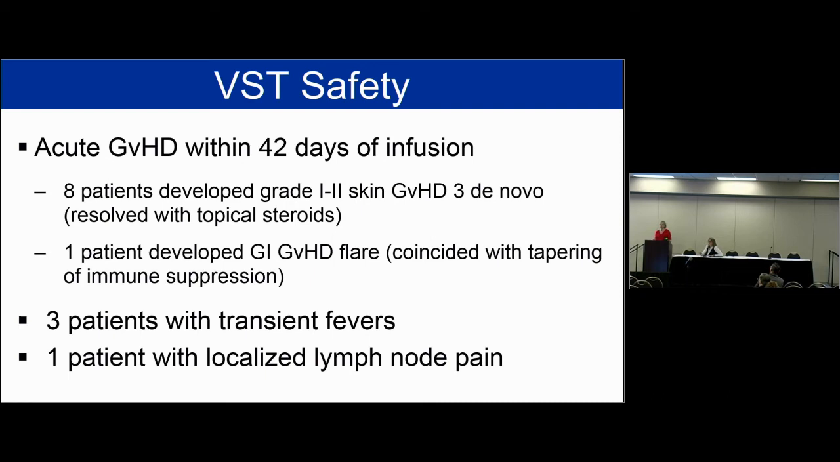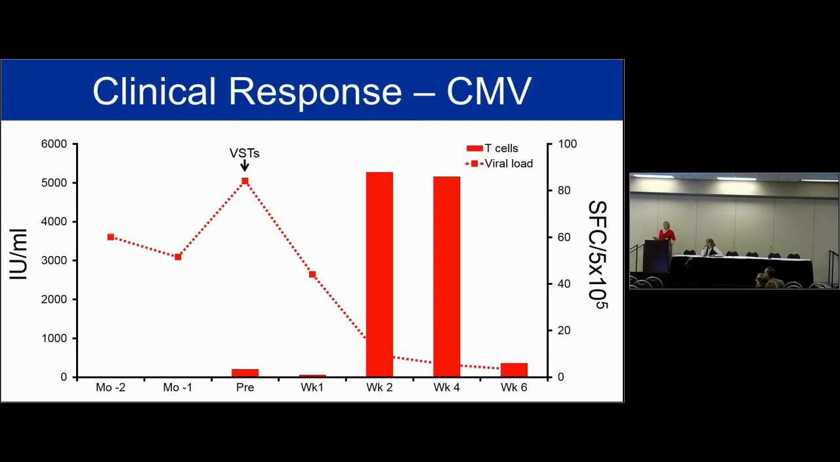This slide summarizes the events that we've seen in this clinical trial to date. In total, we have had 8 patients that developed grade 1 or grade 2 skin GVHD, but only 3 of these cases were de novo, meaning that they occurred for the first time post-infusion. In all the other cases, there was a pre-existing issue that had been waxing and waning over time. We had one patient that developed a GI GVHD flare, but this occurred when their immune suppression was being tapered anyway, so it's not clear whether there was any relation to the virus-specific T-cell infusion. 3 of our patients developed transient fevers, and one patient had localized lymph node pain. So overall, a very safe profile in these patients.